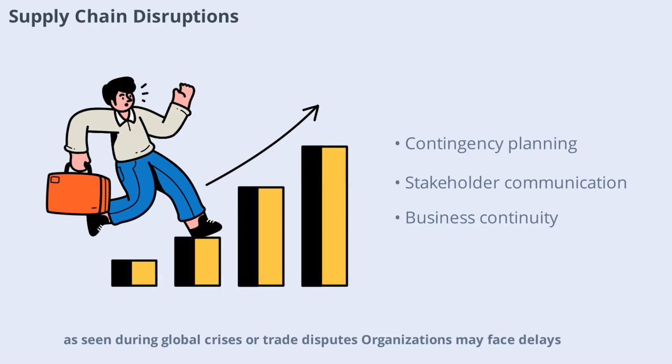Organizations may face delays, shortages, or increased costs. Change management is vital for responding quickly and minimizing the impact on operations. By developing contingency plans and communicating clearly with stakeholders, companies can maintain business continuity and adapt to changing circumstances.